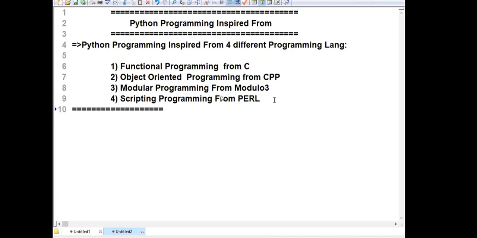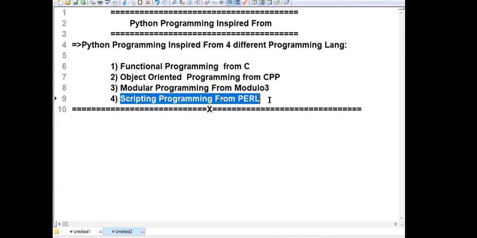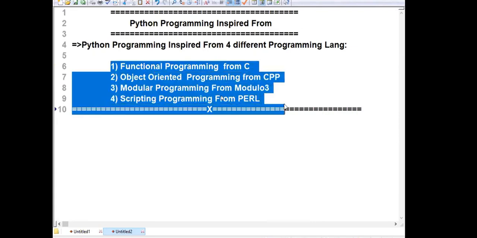So Python programming is inspired from how many programming languages? 4. What is the first one? Functional programming from C. And next is object-oriented programming from C++. Modular programming from Modula-3, scripting programming from Perl. All of them are going to be described separately in my class. So Python contains many language facilities in a single language.